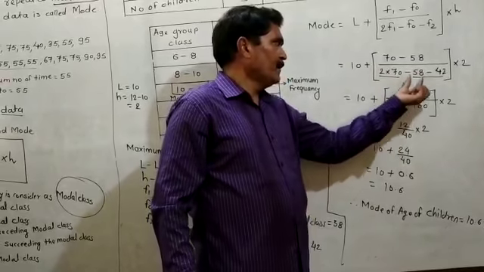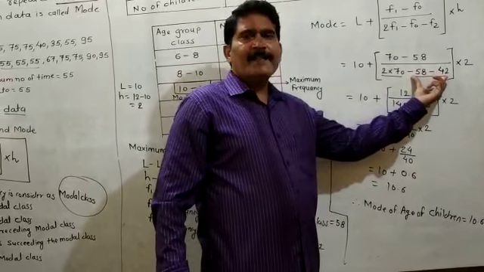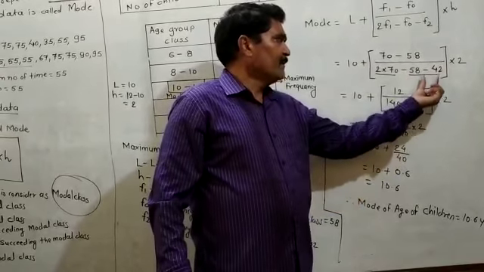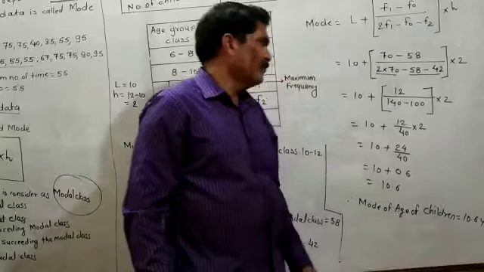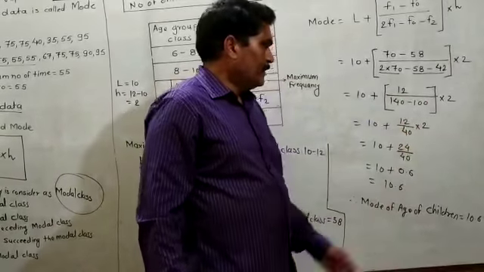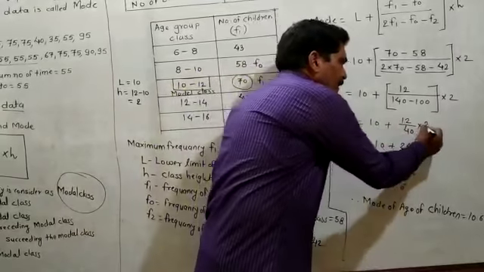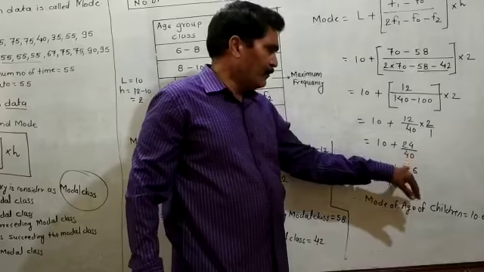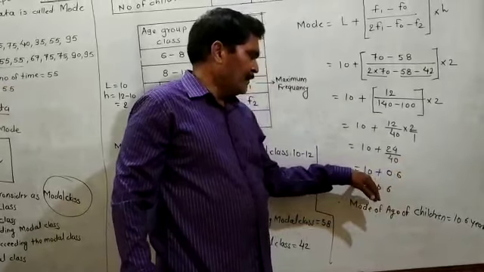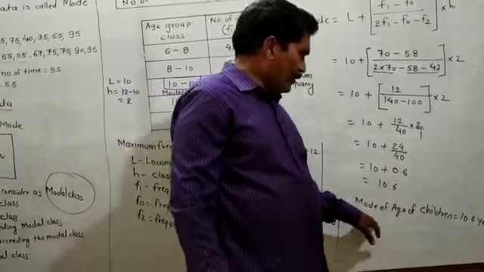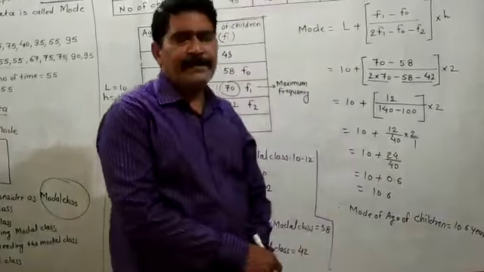2 sevens are 14, 2 sevens are 140. If both numbers are negative, add their magnitudes and give the sum the negative sign. At that time this will come as minus 100. Bracket complete into 2. So 12 as it is, you have to write 140 minus 100 is equal to 40. Then 12 into 2 is 24 upon 40. 24 upon 40 is equal to 0.6. 10 plus 0.6 is equal to 10.6. Therefore, the mode age of the children is equal to 10.6.